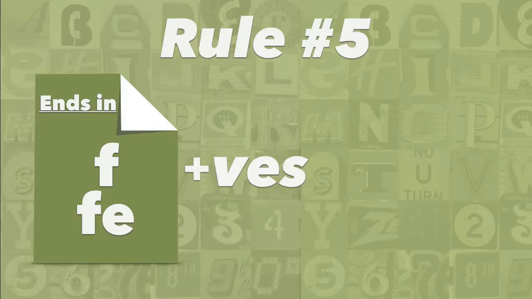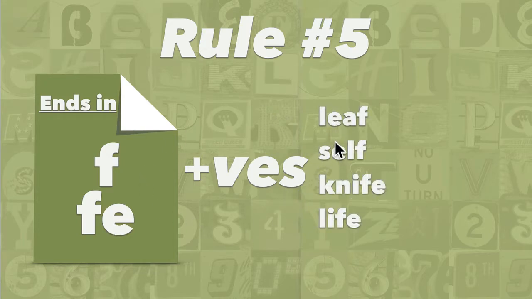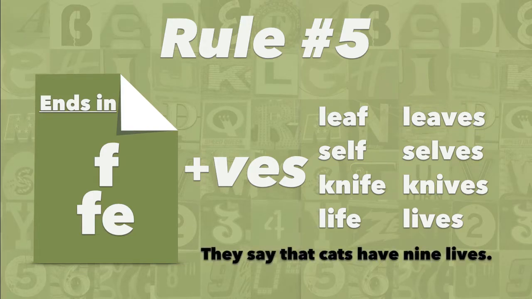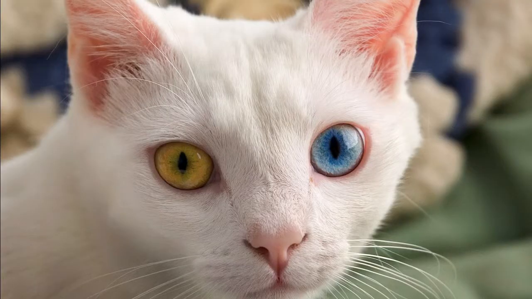That's strange. Rule number 5. If the noun ends in F or FE, basically we drop the F and FE and add VES. Leaf, self, F. Knife, life, FE. Leaves, selves, knives, lives. You can hear the V sound in the plurals. They say that cats have 9 lives. Did you know that? This one looks like it has at least 2.